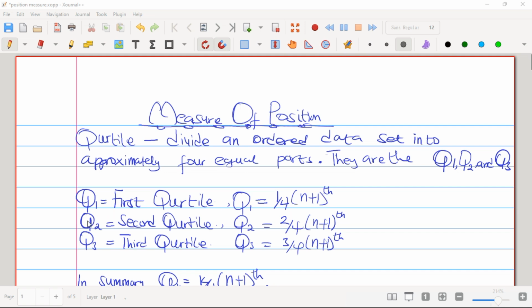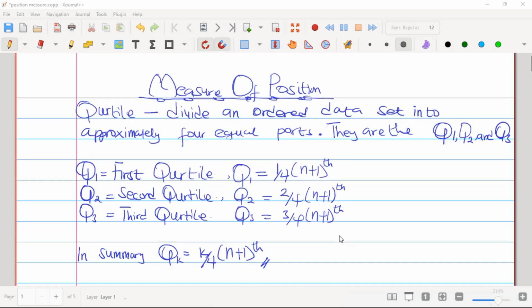And then for Q2, we have what we call the second quartile, which is 2 divided by 4 times n plus 1 position. And the third quartile, Q3, is 3 divided by 4 times n plus 1 position. So these are the quartiles that we have. After dividing the data set into 4 equal parts, they can ask you to find the first, second, and third quartile.